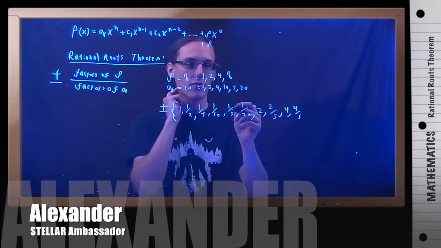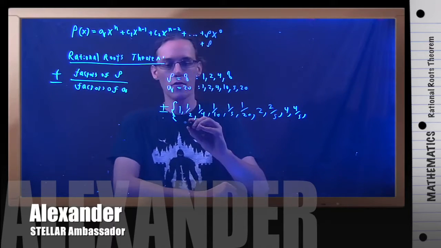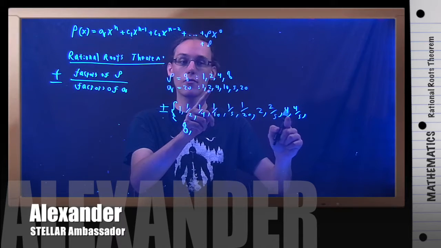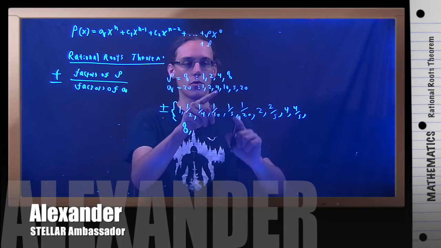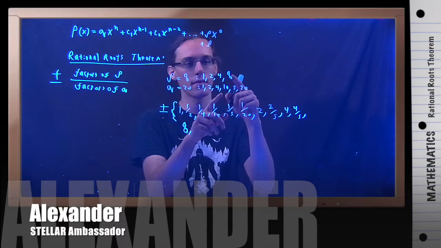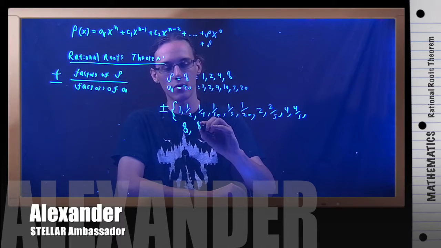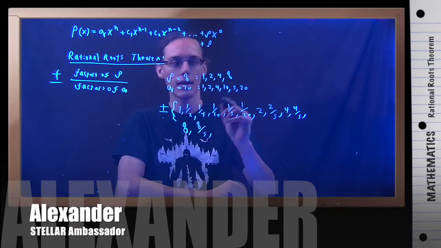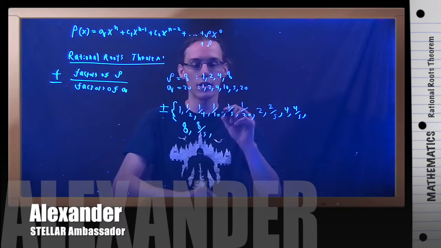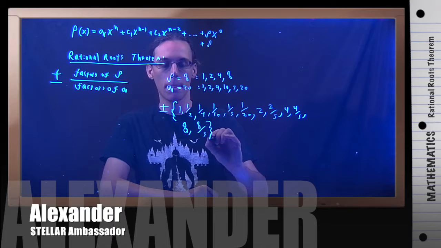4 over 20, that's 1/5. I've already got it. And let's just finish off with 8. So 8. Already got 4. Already got 2. 8 over 10 would be 4/5. Already got it. 8 over 5, I don't have that, so we'll list it. And then 8 over 20, that's going to be 4 over 10, which is 2/5, and I've already got it. So there's my whole list.